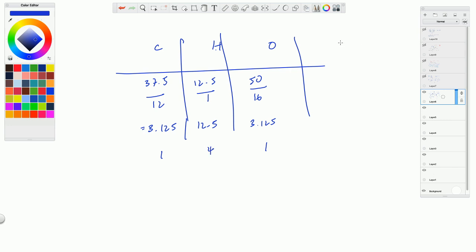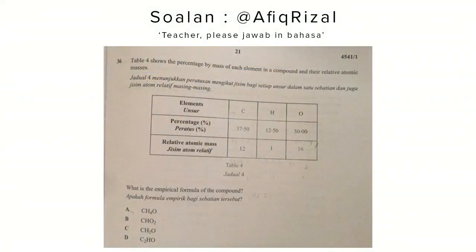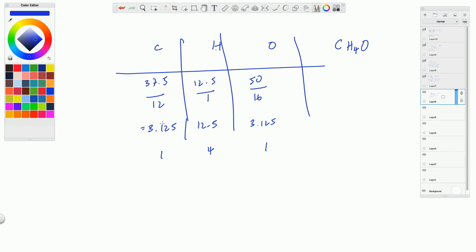So the ratio is C1H4. The answer is A. Okay, can? All right, so remember, after you get the ratio, you divide by the smallest number. So this is the smallest number. So it's basically taking 3.125 divide 3.125, 12.5 divide 3.125, 3.125 divide 3.125, to get the smallest ratio. All right? Okay. Can I have a next question?